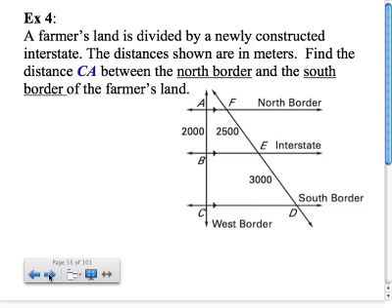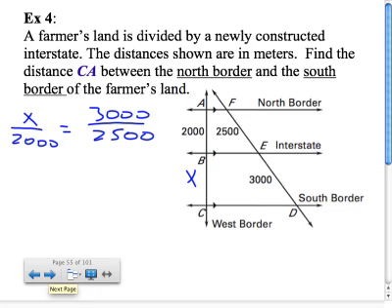Example 4 says a farmer's land is divided by a newly constructed interstate. The distances shown are in meters. Find the distance CA between the north border and south border of the farmer's land. Okay, so in order to find the full length of CA, I first have to find CB, call it x. You have 3 parallel lines cut by 2 transversals, so they are cut proportionally. x over 2,000 equals 3,000 over 2,500.